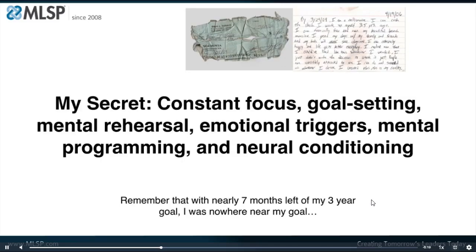Are you ready for the secret? My secret is constant focus, goal setting, mental rehearsal, emotional triggers, mental programming, and neural conditioning. Remember that with nearly 7 months left of my 3-year goal, I was nowhere near my goal. So what did I do? How did this happen? Let me tell you.